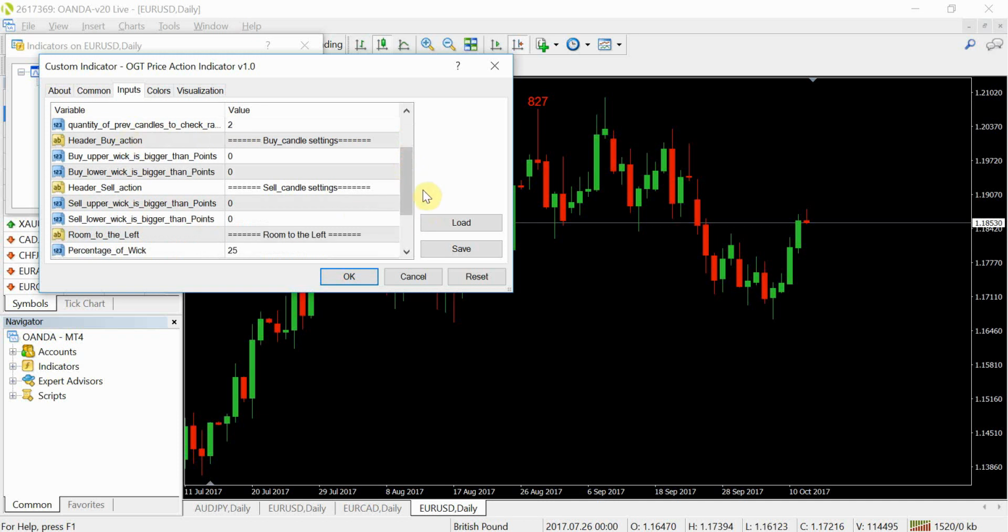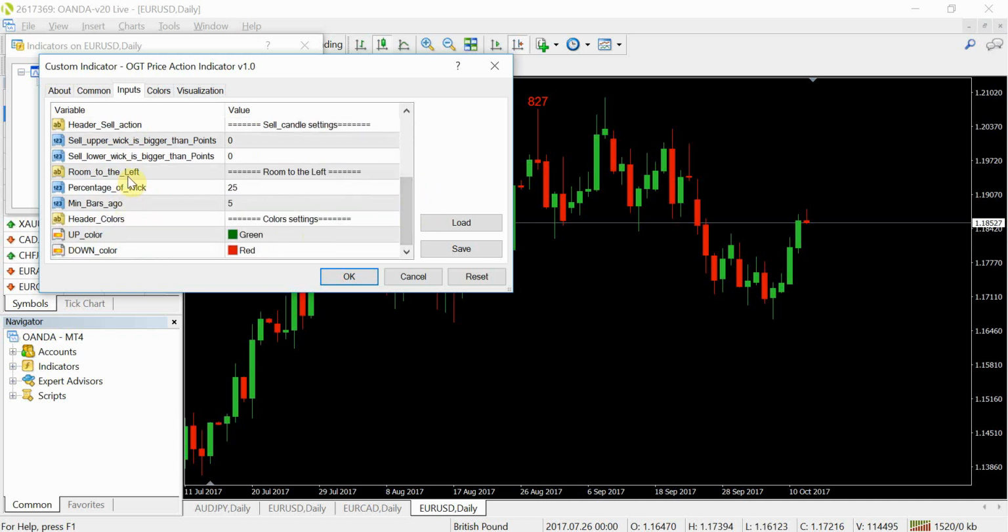I'll go through these in one second. What I wanted to show you was the room to the left. So what you can do here, you can select the percentage of the wick you want, of the high and the low, that you want it to use as the range, as I showed you, room to the left. So the preset is 25%. Again, that's just my view. You could increase that, decrease that, depending on your liking. And the minimum number of bars that it has to have touched before it classifies it here.